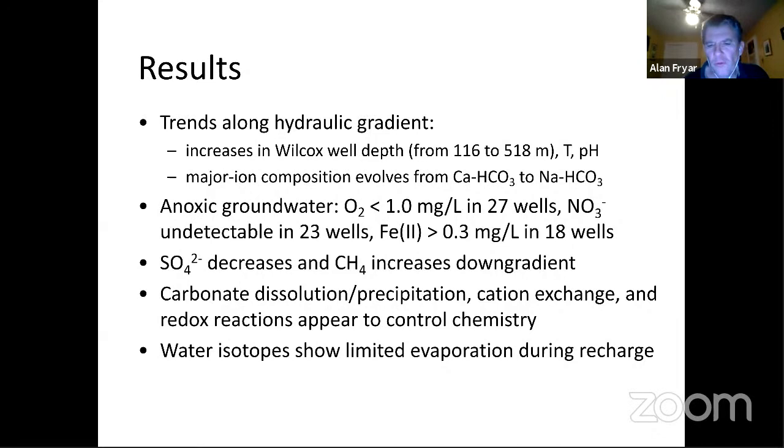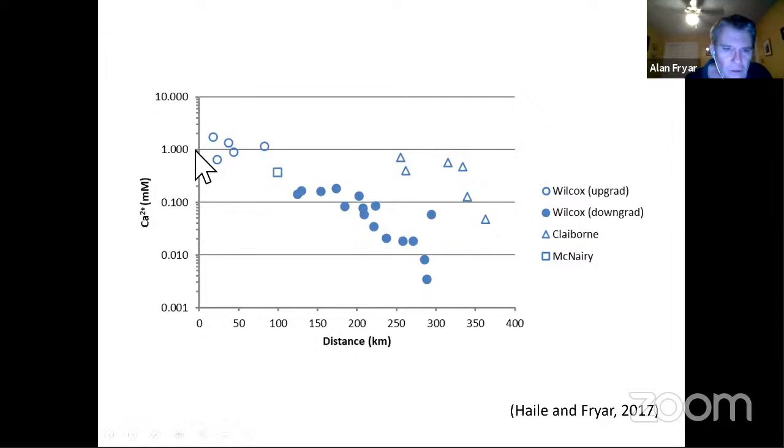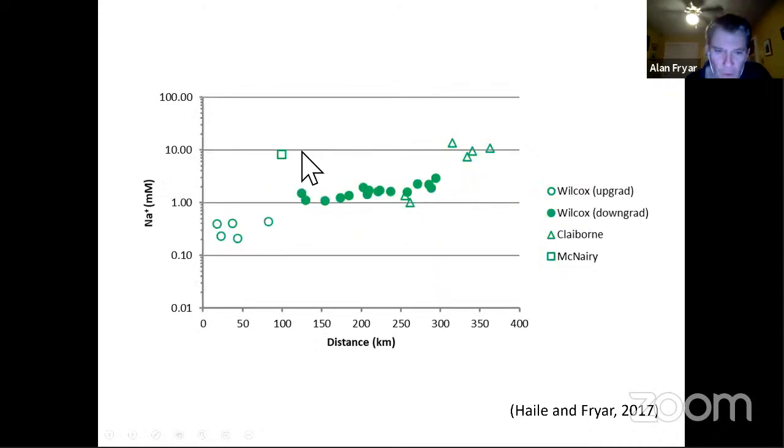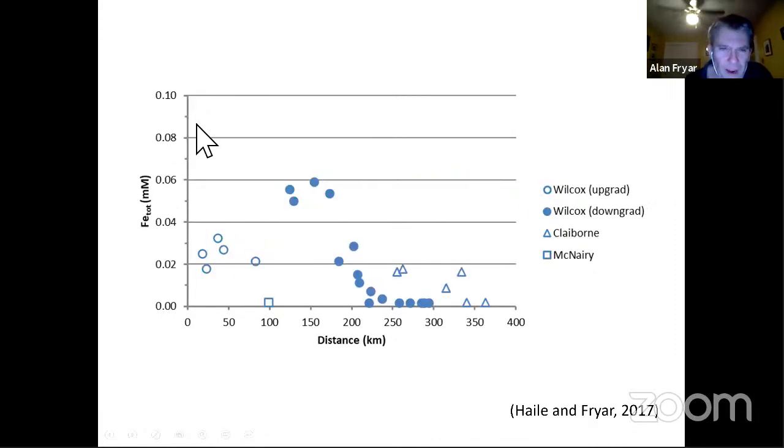And the water isotopes show that there was limited evaporation during recharge. So this is a semi-log graph, basically calcium in millimolar on the y-axis and the distance in kilometers on the x-axis. Focus on the Wilcox, in particular the circles, and you can see a nice decrease in the calcium and, conversely, an increase in sodium. In terms of iron, this is an arithmetic plot, but you can see that iron increases some distance down the flow path and then drops off.